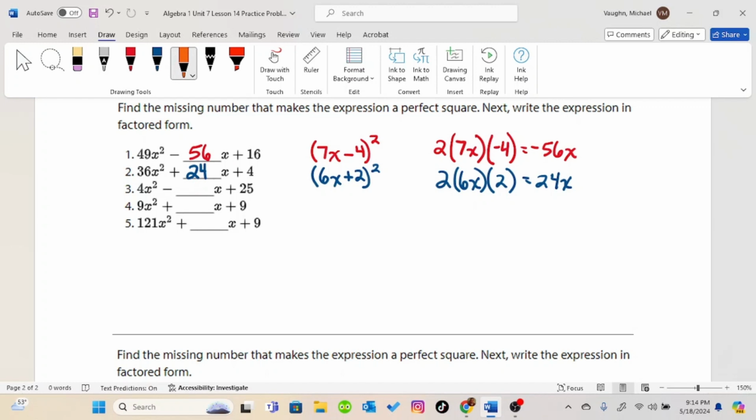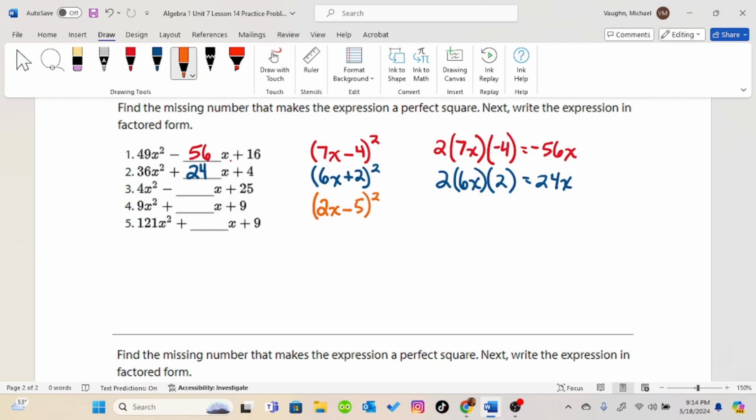Number 3. The square root of 4x squared is 2x. The square root of 25 is either positive 5 or negative 5. The minus sign at the beginning tells us we want minus 5. So the factored form is 2x minus 5 squared.